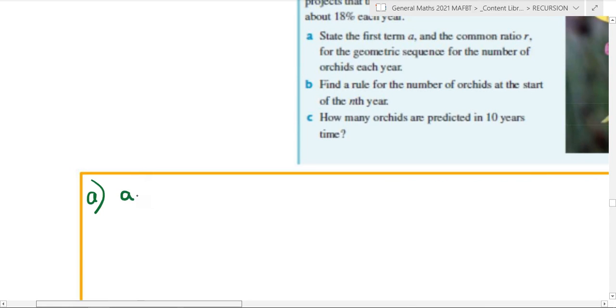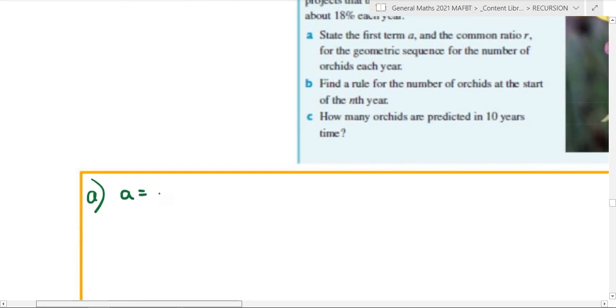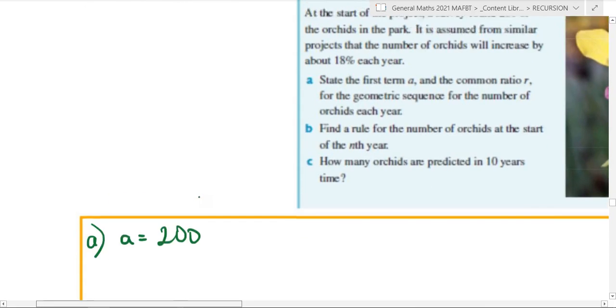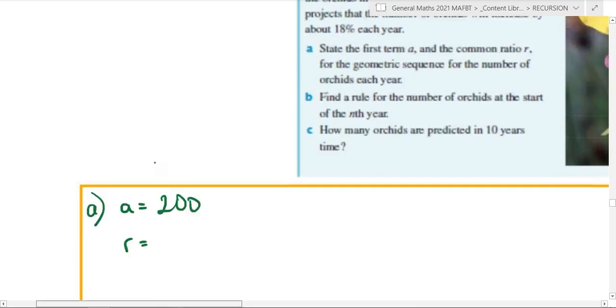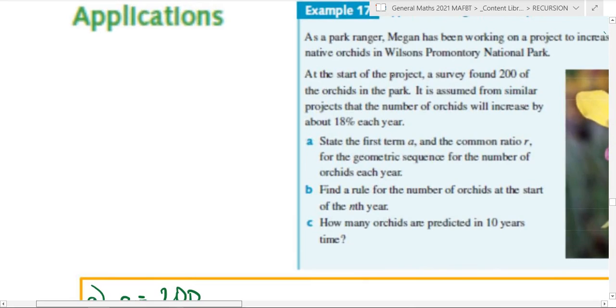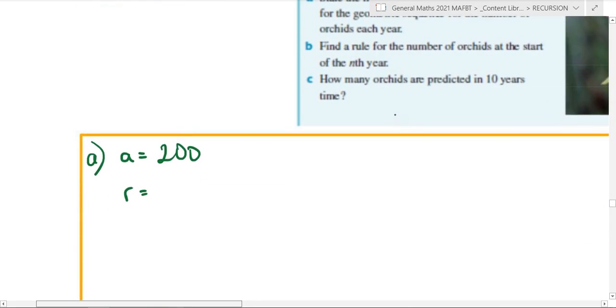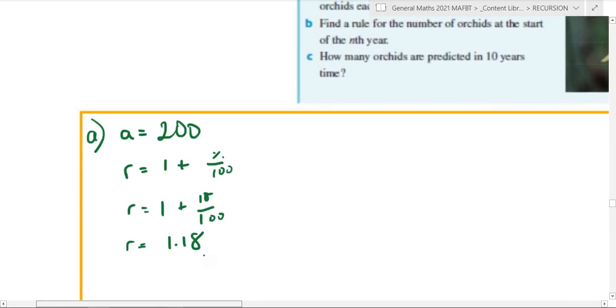So for this first term A, just reading the question, I can see that the first term is 200. And then for the common ratio, this is a percentage increase. Orchids will increase by 18% per year. So that means we're going to use the rule R equals 1 plus the percentage over 100. I know that the percentage is 18, so 18 over 100. Therefore, the R value is 1.18. That's the first part. Okay, 1.18.